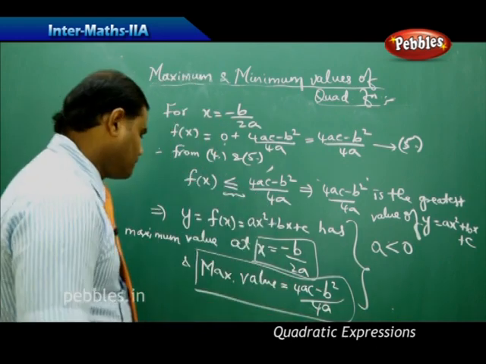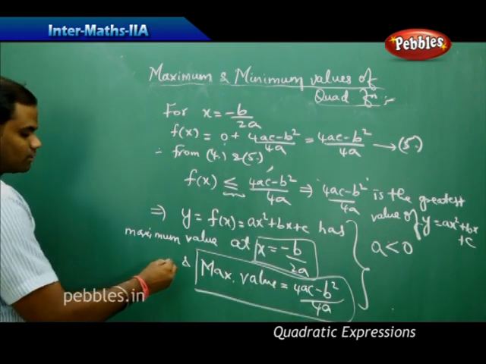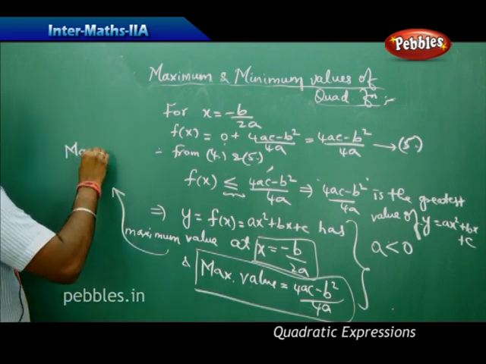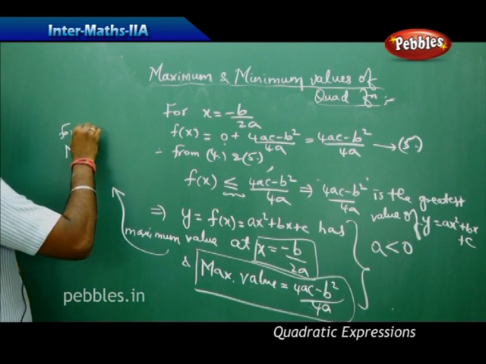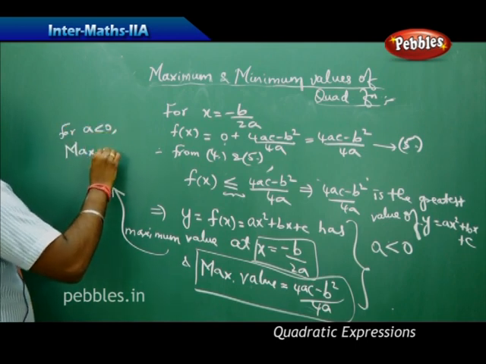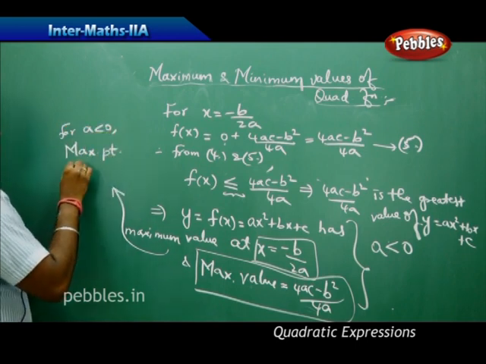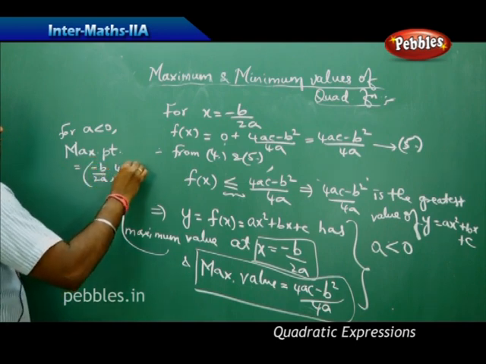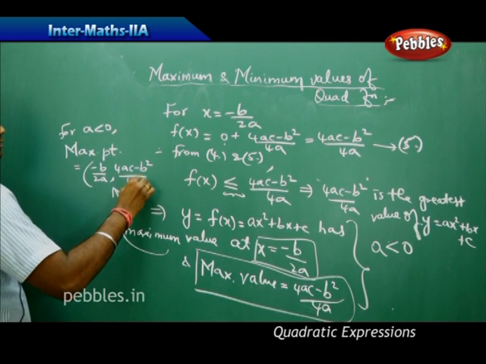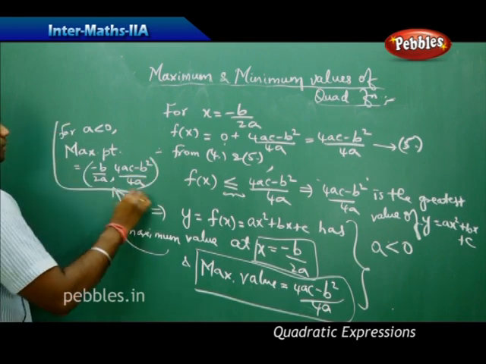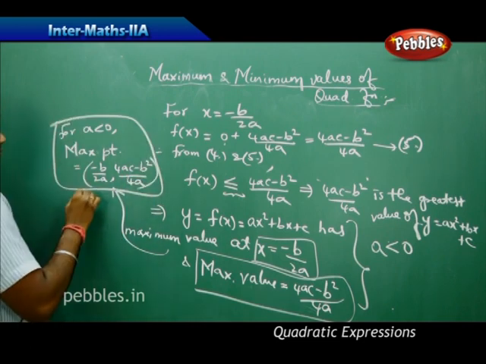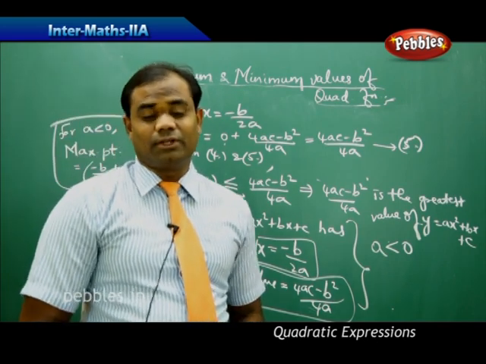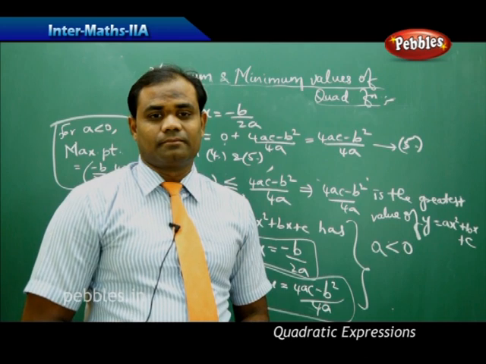So finally, when I want to find the maximum point on the function, I can write this as: for a less than 0, the maximum point is given by minus b by 2a, (4ac minus b square) by 4a. This is how we understand the maximum and minimum of a function, the quadratic function.